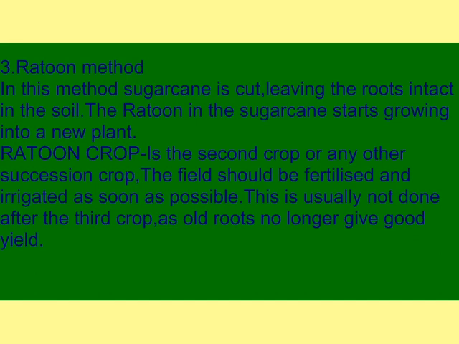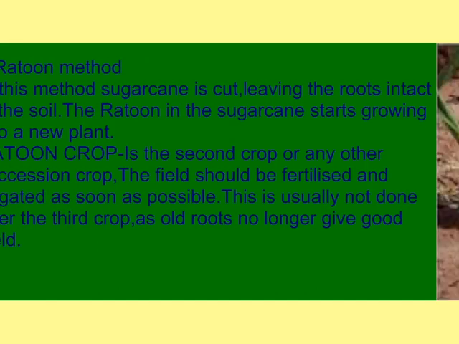So until the third crop, yes, we can practice this method, but after that, we have to start right over again, either by the seed method, planting the seed, or by the set method. So you can just have a look at this photo here, the ratoon method. We can see the plants growing from the roots itself.